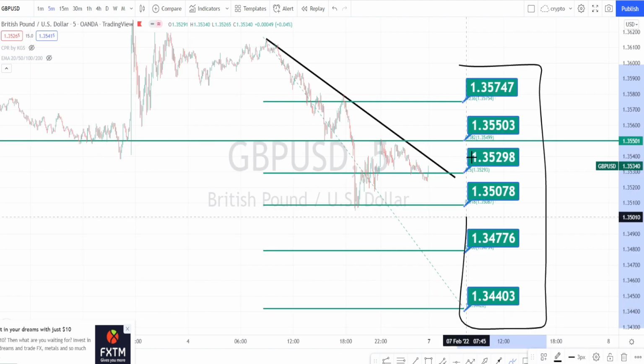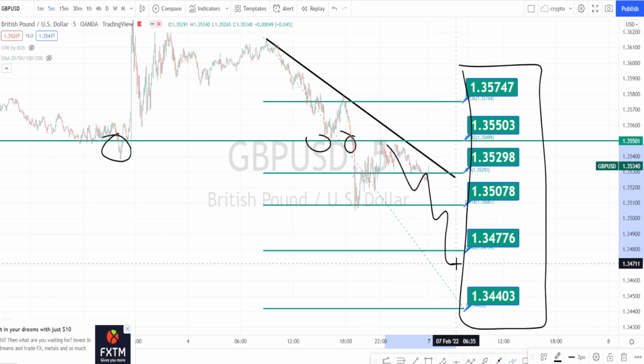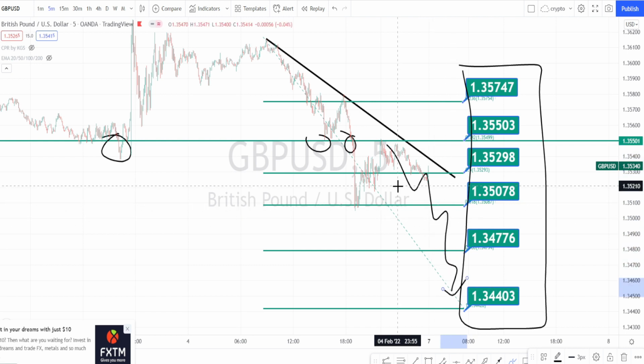The values marked in green color boxes are the support and resistance levels in 5 minutes time frame, and currently the price action has breached this strong support level which was around 1.35 and it is continuously going on a bearish trend.